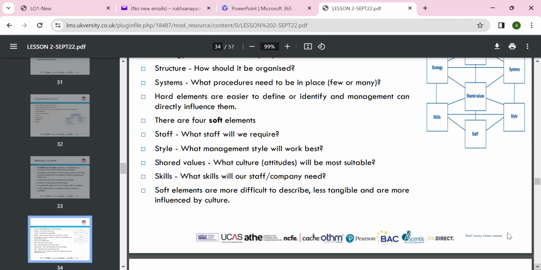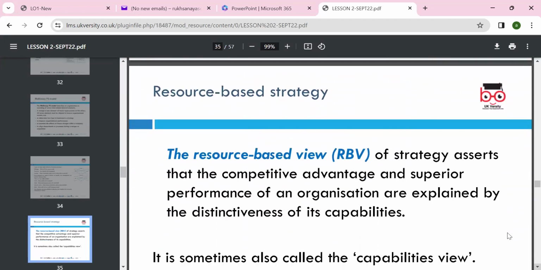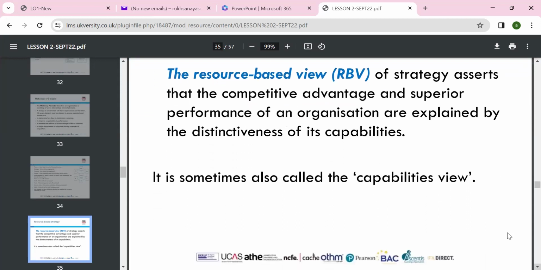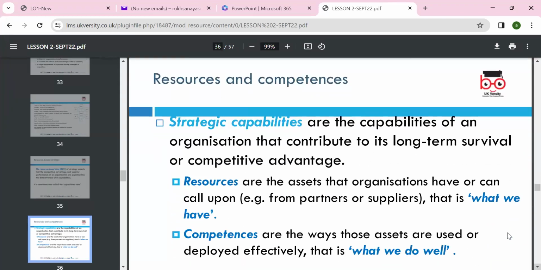Okay, then we can adopt the strategy. It can be the resource-based strategy, RBV. So the RBV model, which is given by Michael Porter, asserts that strategy and competitive advantage, the superior performance of an organization, is explained by the distinctiveness of its capabilities, and sometimes it is also called the capability view. We can look at the strategic capability. Capability means ability to do something.